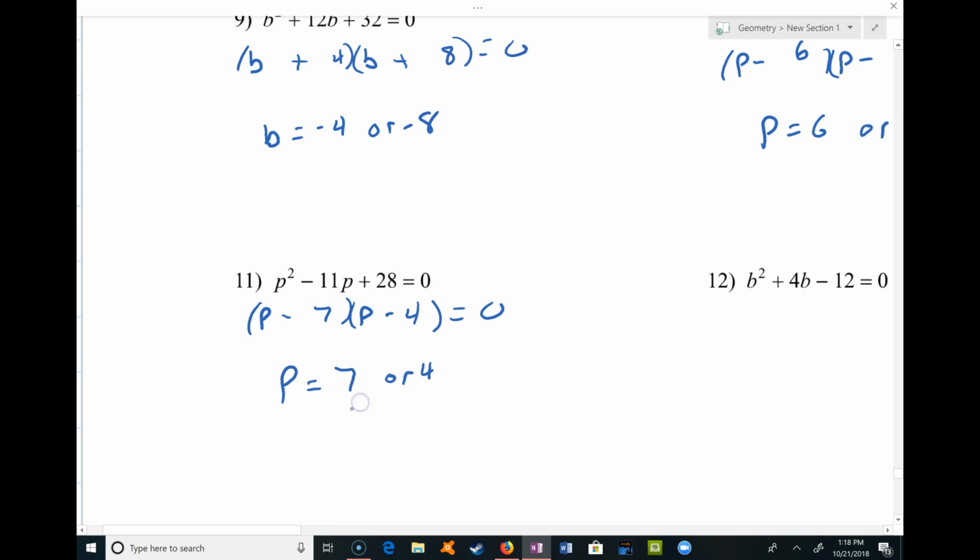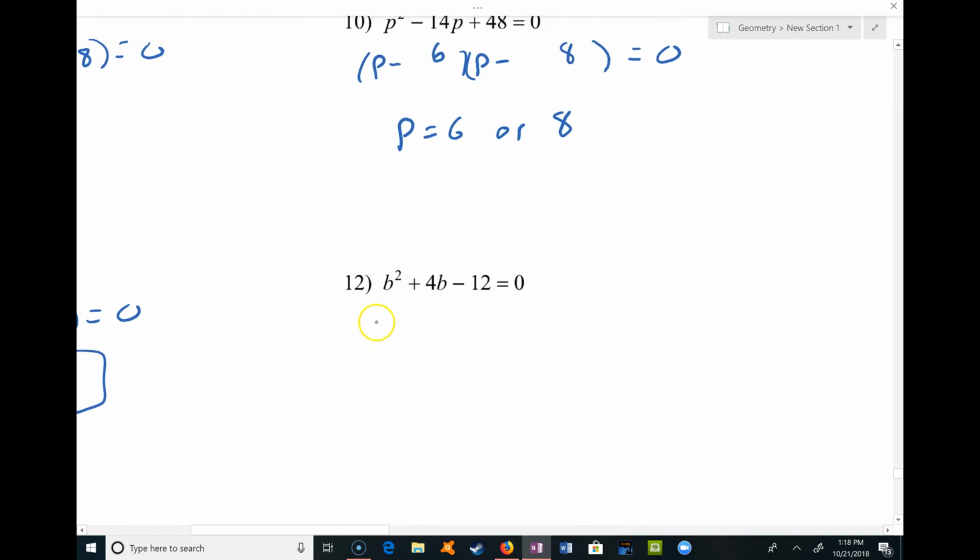This factoring stuff is fun, isn't it? b, equals 0. Let's see. Multiply to give me 12, has a difference of 4. That must be 6 and 2. So that'd be a plus there and a minus there. And that would give me b equals negative 6 or b equals 2.